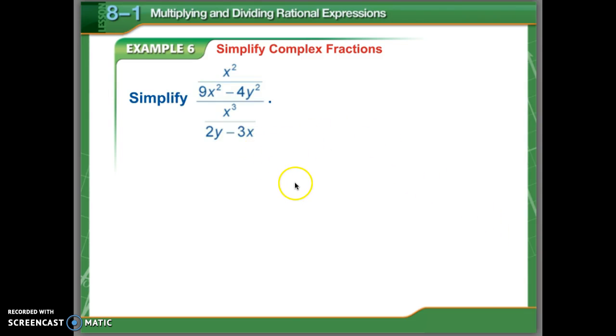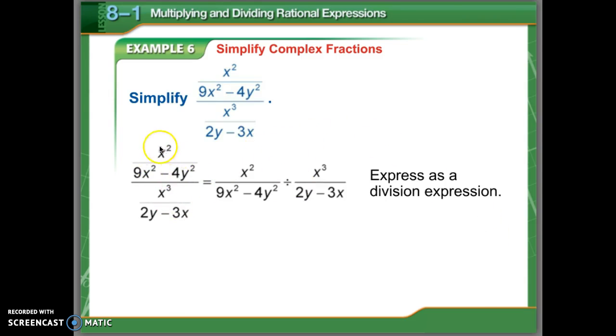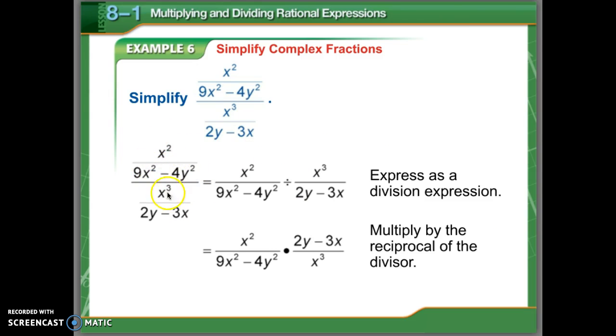So what we're going to do is write this out as the numerator divided by the denominator. When you do it like that, it's easy to see you flip the second term over and change division to a multiplication sign. Then we're going to see if we have any common terms that we can factor out. We're going to look and see if we have any factoring that we can do. Then we're going to simplify stuff.